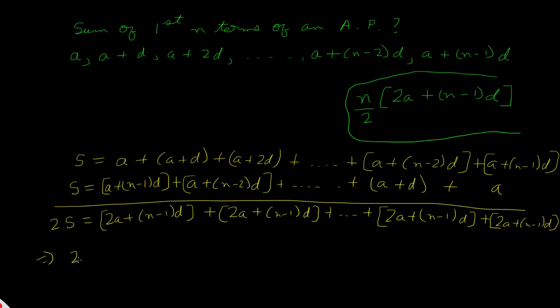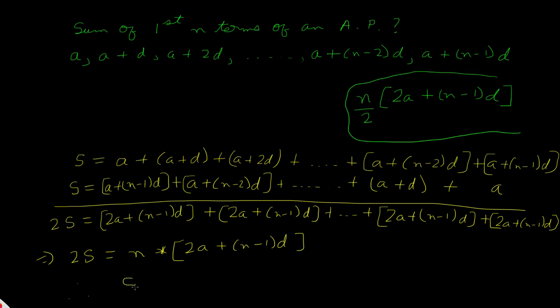Therefore, what we get here is 2S is equal to, we are adding this term 2a plus n minus 1 d, n number of times. There are n terms, so we are adding this n number of times. Hence, this will be equal to n multiplied by 2a plus n minus 1 times d.